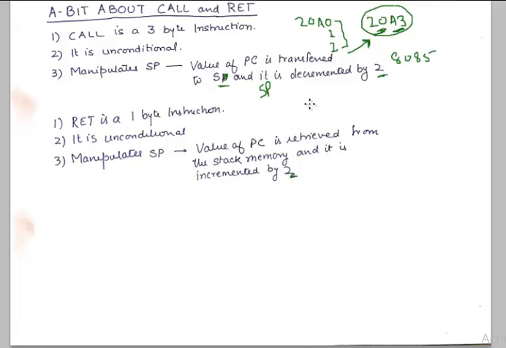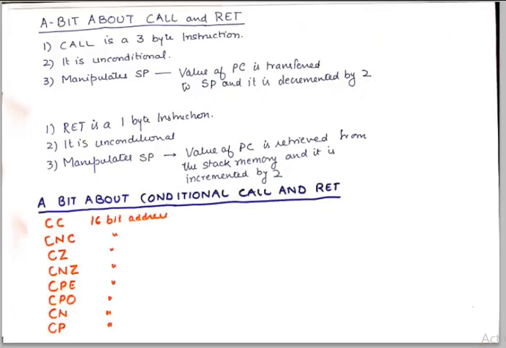Here call was pushing something on the stack, so it had the obligation of decrementing it by 2. And we can understand this more by taking up a suitable example that I'll do in a moment.